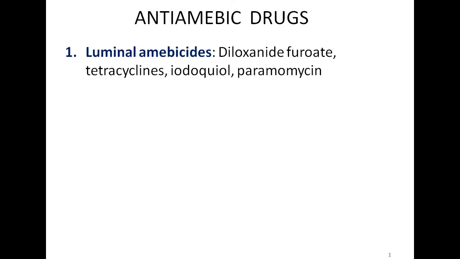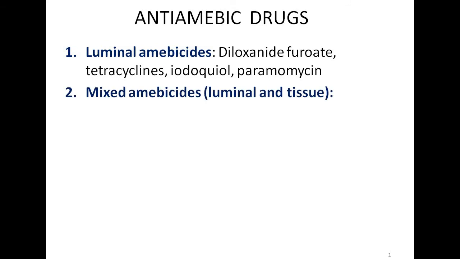Good morning. In today's class, we will be discussing drugs used against Entamoeba histolytica, also called antiamoebic drugs. The antiamoebic drugs can be classified or divided into the following groups. Luminal amebicides, meaning these drugs are only effective against the entamoeba present in the intestinal lumen. This group includes diloxanide furoate, the tetracyclines, iodoquinol, and paromomycin.